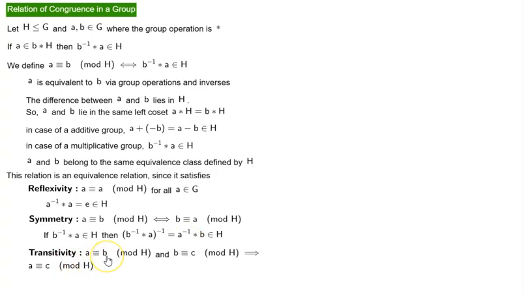Transitivity: A is congruent to B mod H and B is congruent to C mod H implies A is congruent to C mod H. When we say A is congruent to B mod H, we mean B inverse times A is in H. Similarly, B is congruent to C mod H means C inverse times B is in H. So if we have these two, it means C inverse times A is in H. Now this is pretty abstract, so let's look at an example and understand this.